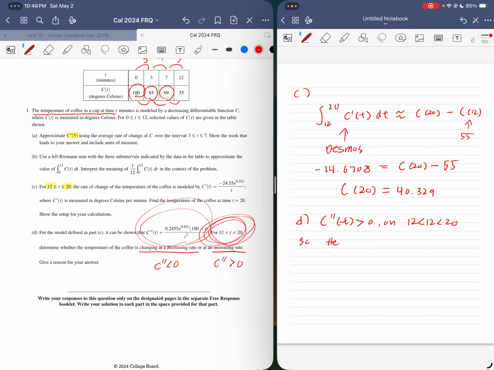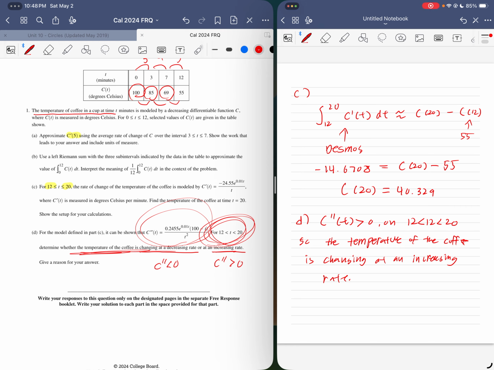And again, copy this one down if you're not sure. The temperature of the coffee is changing at an increasing rate. That's it. That easy. So keep that in mind.